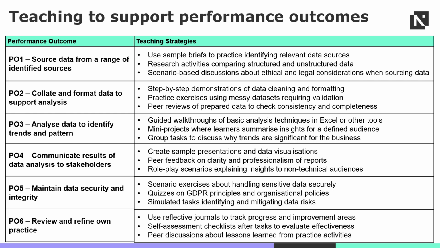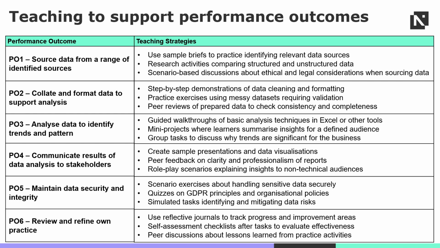So performance outcome 1, source data from a range of identified sources. This outcome is about helping learners to confidently identify where to get their data and how to do so legally and ethically. Some strategies to support this could include using sample briefs to practice spotting which sources are relevant and appropriate, running research activities that compare different types of data, for example structured, unstructured, internal and external, and facilitating scenario discussions about data protection and compliance considerations when sourcing data.